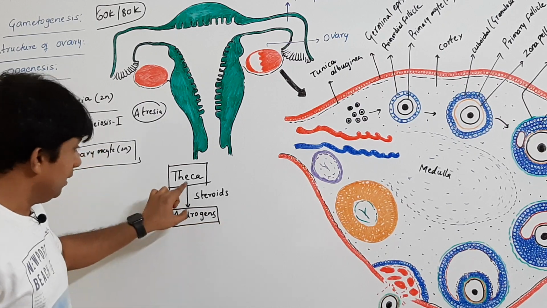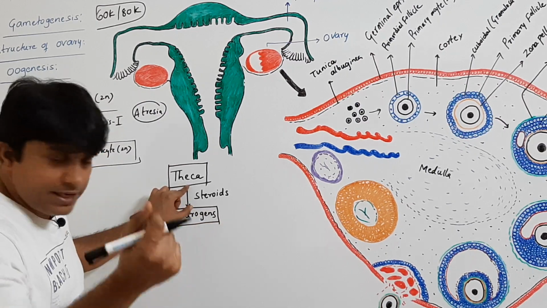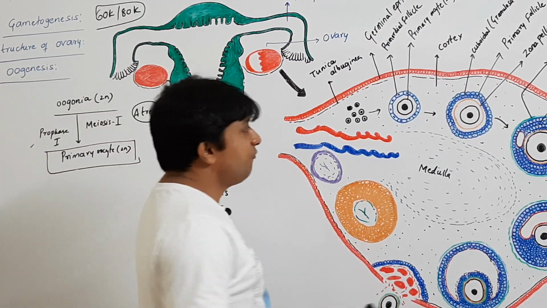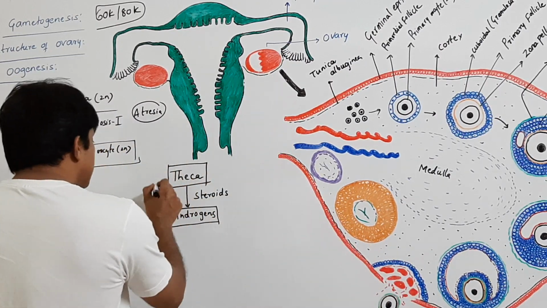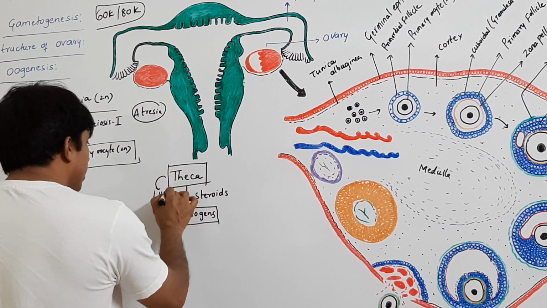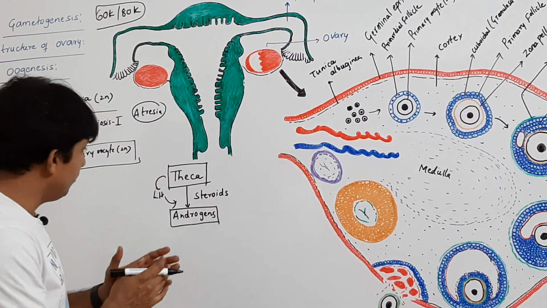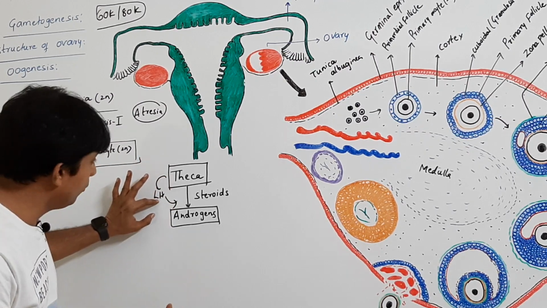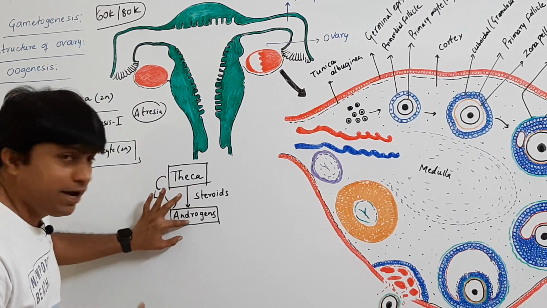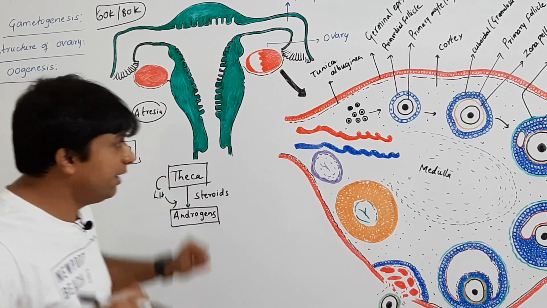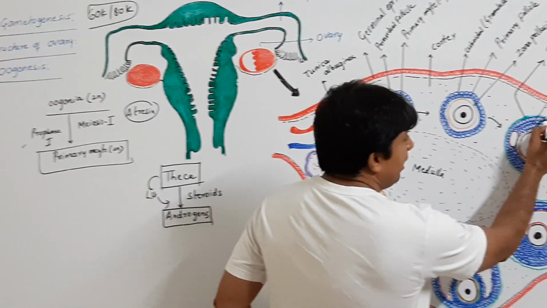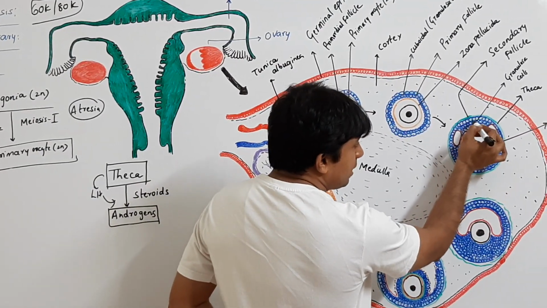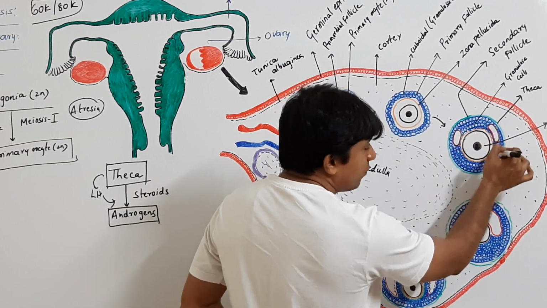Remember this carefully. Thecal cells extract or derive steroids, and from steroids they make androgens with the influence of luteinizing hormone. Look here, this you have to remember. Thecal cells, under the influence of luteinizing hormone, convert the steroids into androgens. Now this green layer is the theca layer, and it is in very close connection with the blue cells. You can see granulosa cells.